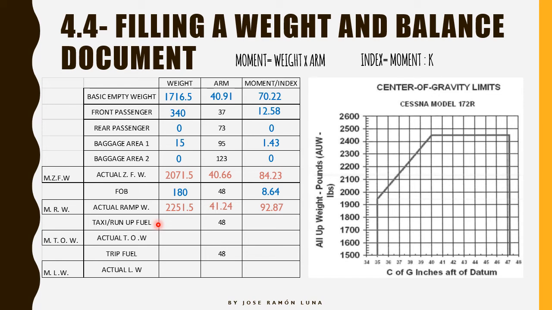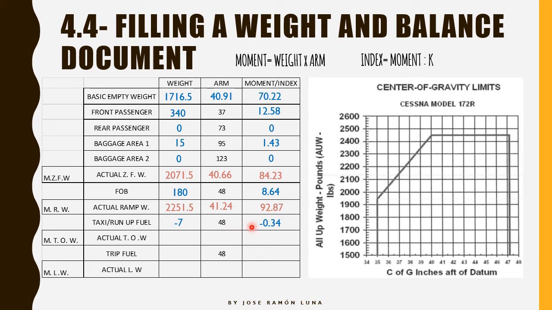Taxi and run-up fuel. How much fuel we're going to burn for the engine run-up and the taxi to the threshold. In this case I've calculated that we're going to burn about 7 pounds of fuel to do all that. This is a normal line, so we just multiply -7 times 48. What do we get? -0.34 is going to be our index.